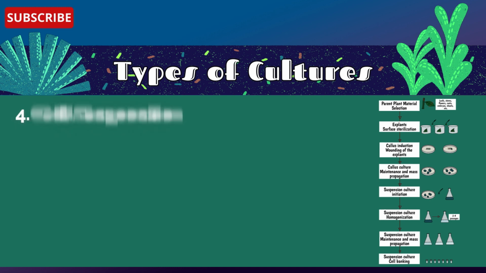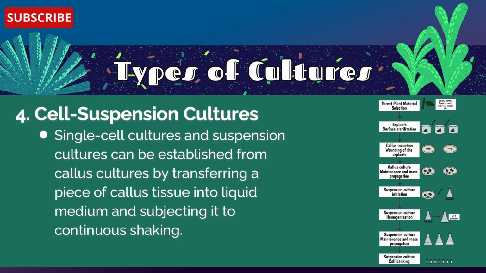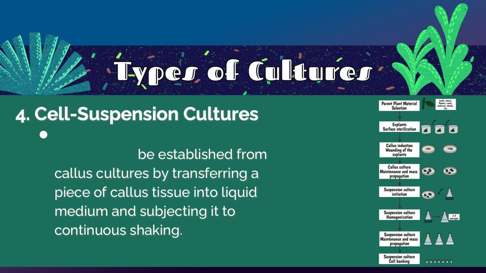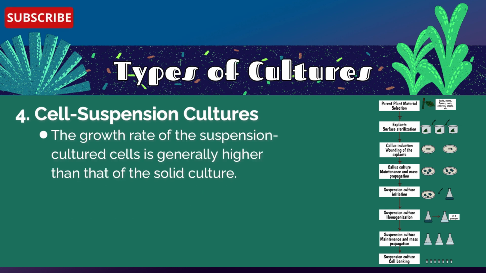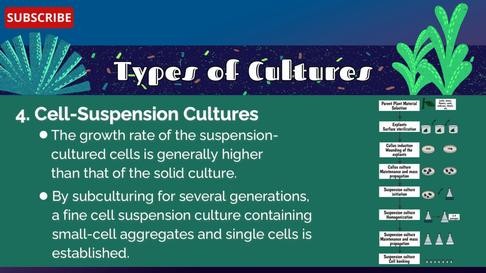Number 4. Cell suspension cultures. Single cell cultures and suspension cultures can be established from callus cultures by transferring a piece of callus tissue into liquid medium and subjecting it to continuous shaking. The growth rate of the suspension cultured cells is generally higher than that of solid culture. By subculturing for several generations, a fine cell suspension culture containing small cell aggregates and single cells is established.